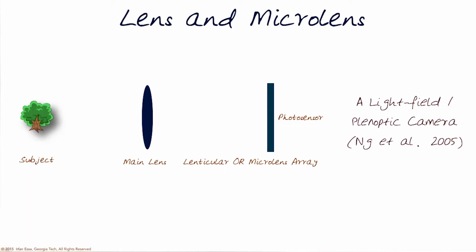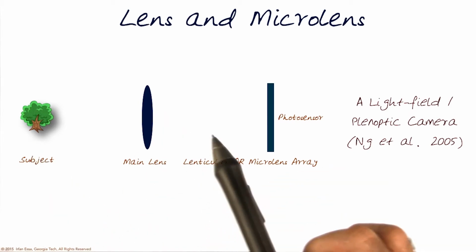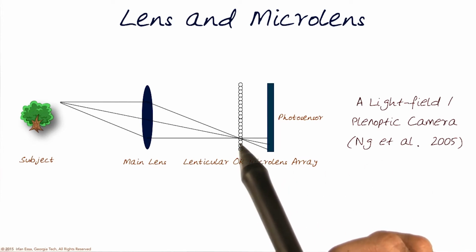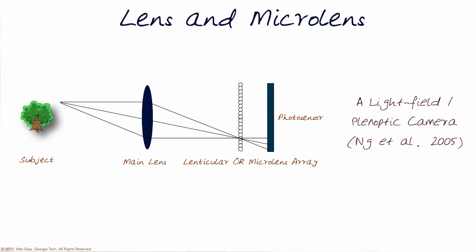So this is actually an interesting idea because that can allow us to start creating a light field or a plenoptic camera, something which was introduced by Ng et al. in 2005. I have a subject, I have a main lens, and what I can do now is add a lenticular or a micro lens array before the sensor. And what that could do now is anytime light goes through, it basically can also do more analysis to figure out more information about the light.